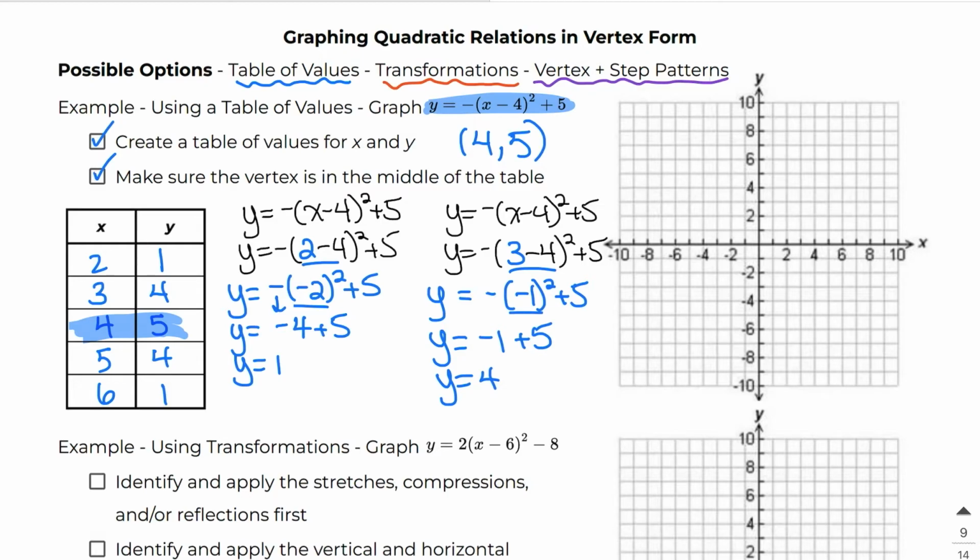So my first point is at 2, 1. Then I've got 3, 4. Then I've got 4, 5. Then I've got 5, 4. And lastly, I've got 6, 1. Connect those dots right here. Write the equation. And then we're done.